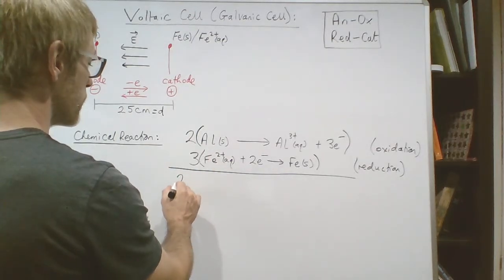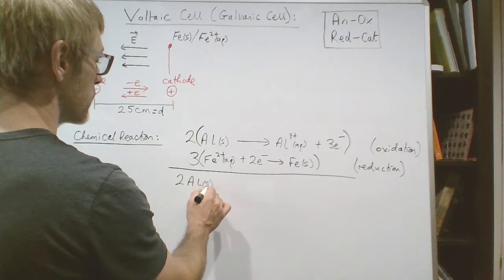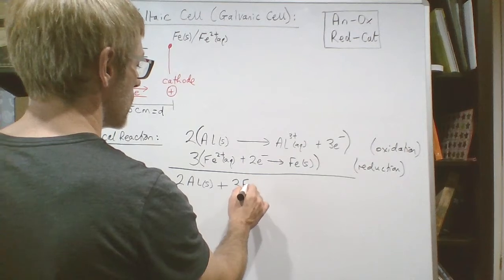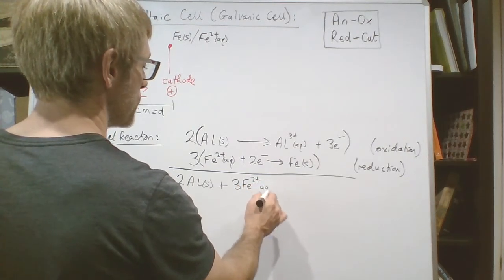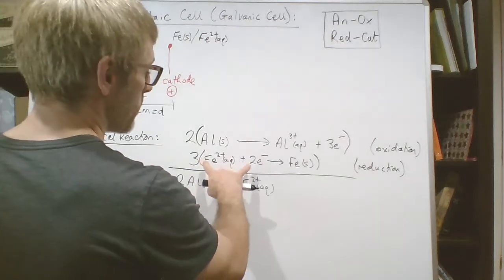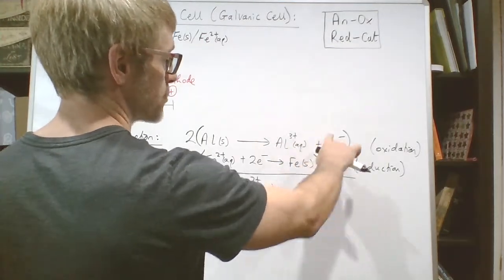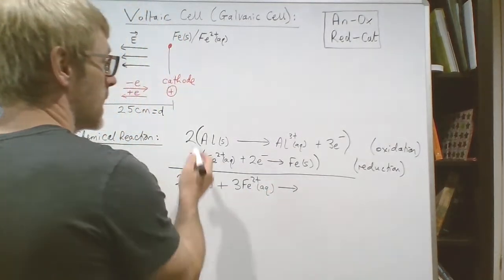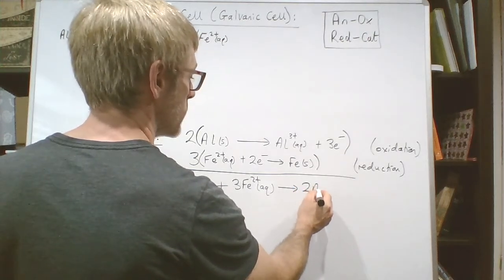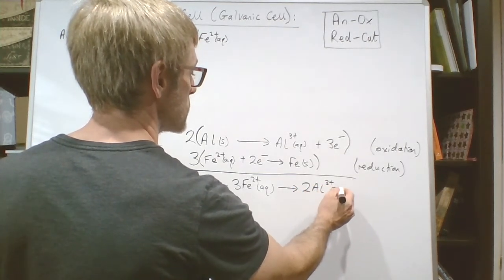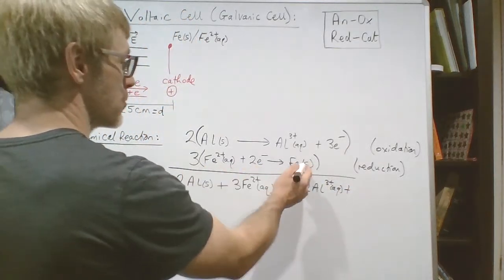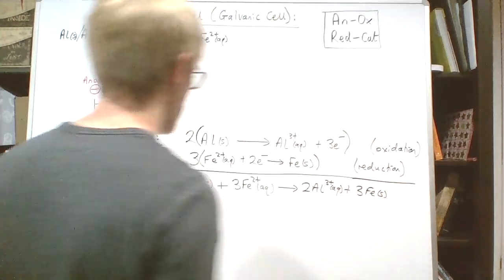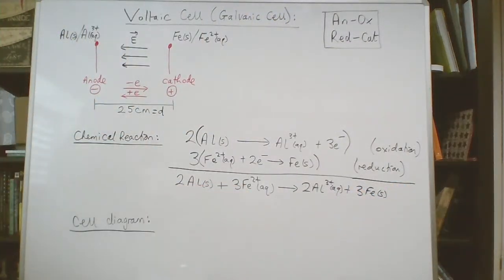2 aluminum and 3 iron 2 plus cations. I don't need to worry about my 6 electrons because they're going to cancel the 6 electrons up here, so my electrons always cancel. The 2 is going to hit the aluminum though, so I get 2 aluminum 3 plus aqueous, and then finally 3 iron. So this is my overall chemical reaction.